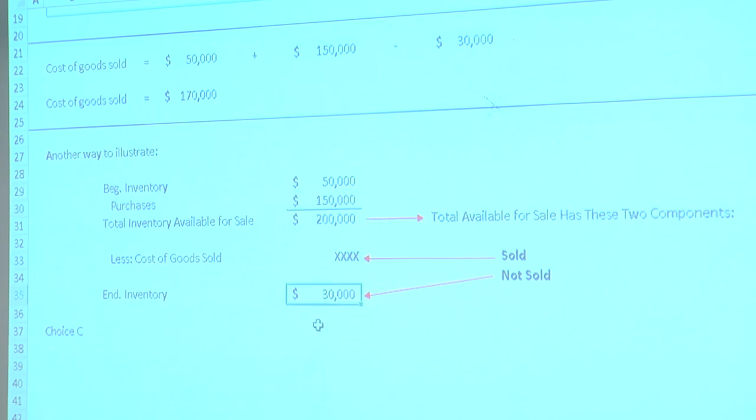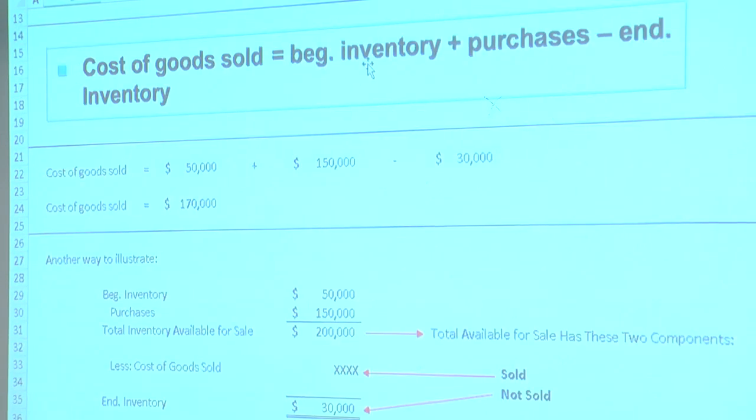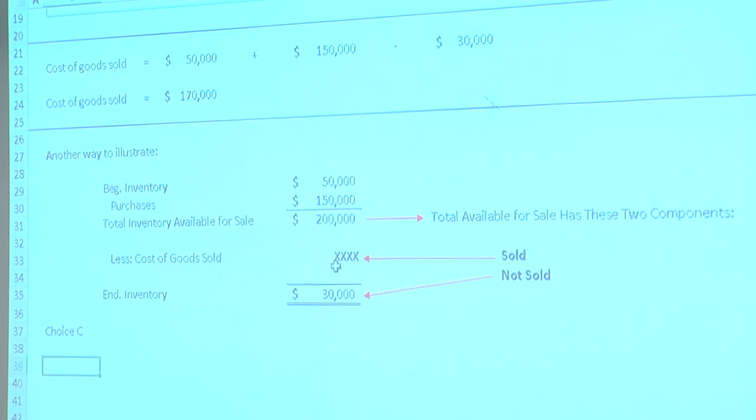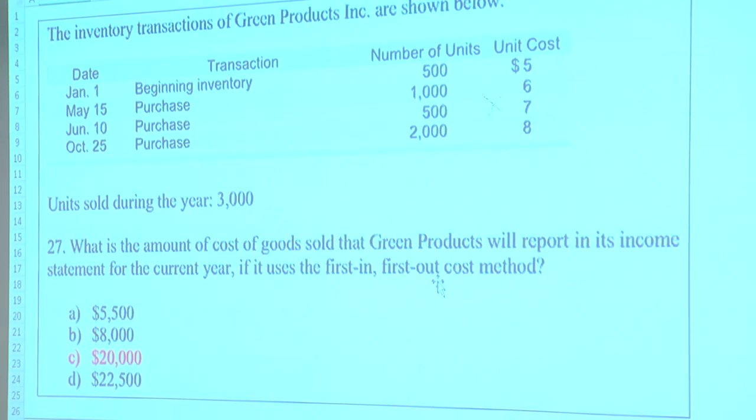So if you can visualize inventory available for sale as these 2 components, it'll be a lot easier to figure out how to work around these formulas. And you'll be able to shift the numbers around according to the data that you're given. So whichever way makes more sense for you to think of it, I recommend going with that way. So sticking with that topic, question 27 gives us the inventory transactions of Green Products, Inc.